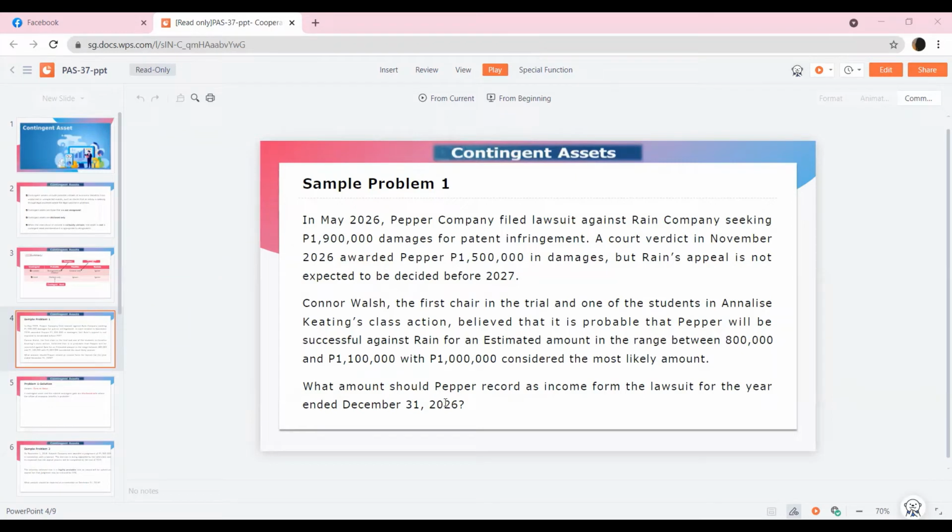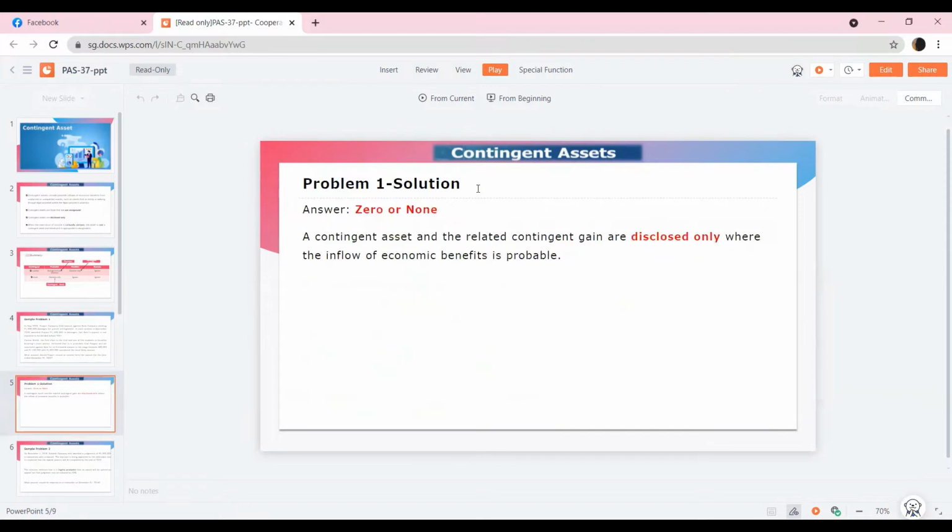Ibig sabihin, the amount of the income year will only be disclosed. Pero kung liability ito, obvious naman na i-recognize na natin yan kasi considered na siya as provision. Kasi kapag liabilities, kapag probable pa lang, nare-recognize na natin. So here's the answer, 0 or none. So a contingent asset and related contingent gain are disclosed only where the inflow of economic benefits is probable.